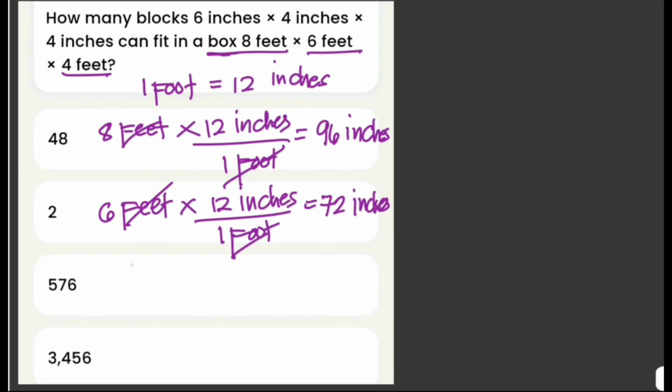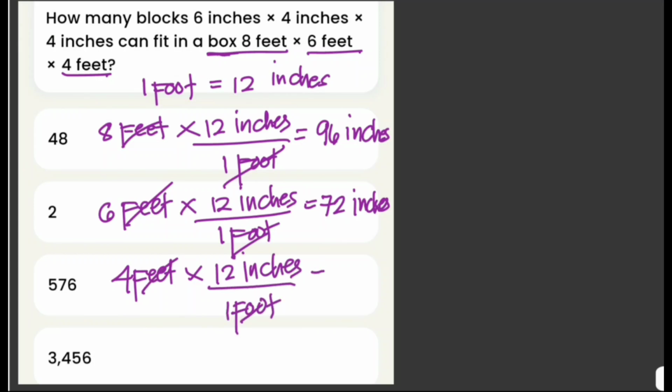And then 4 feet times 12. I'm just showing you here how to convert feet to inches. So 4 times 12 is 48. Alright, so we've already converted feet to inches. Therefore, the unit that we're going to use is inches.